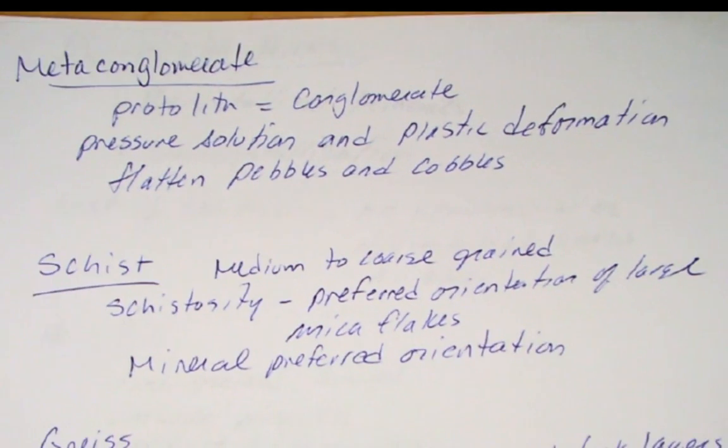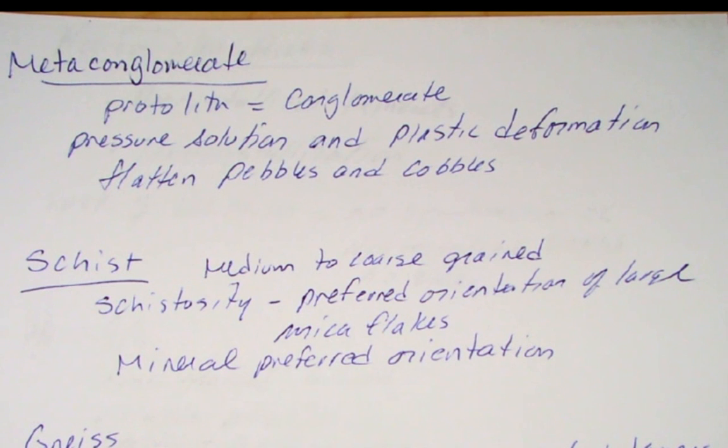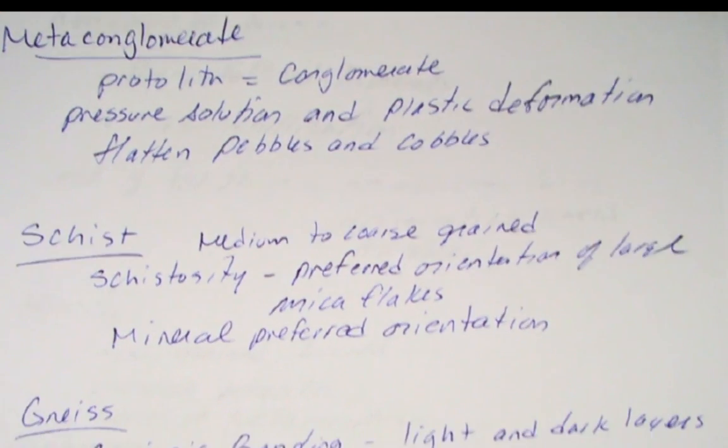Then another rock your book mentions here is metaconglomerate, and I talked about this a little bit. And this is where you take a conglomerate, a protolith, and you're going to either bring it to higher temperatures and pressures to allow some pressure solution to occur and plastic deformation to stretch out those pebbles. Sometimes you call it a stretched pebble conglomerate, but usually we just call it a metaconglomerate.